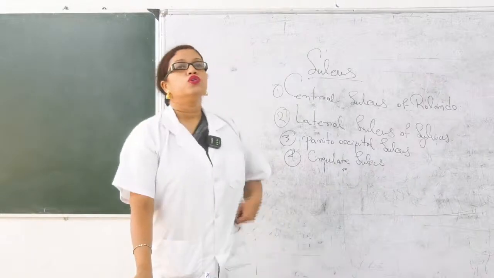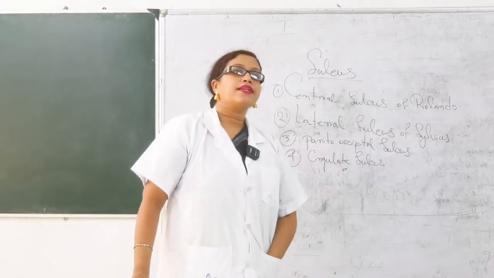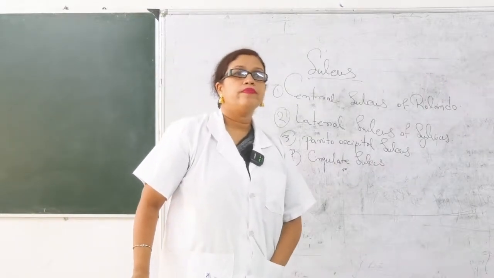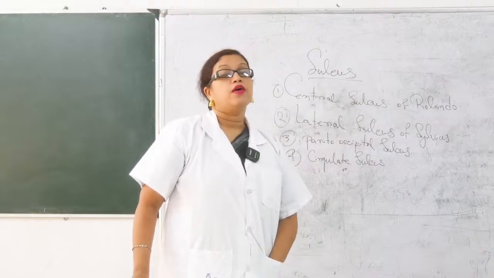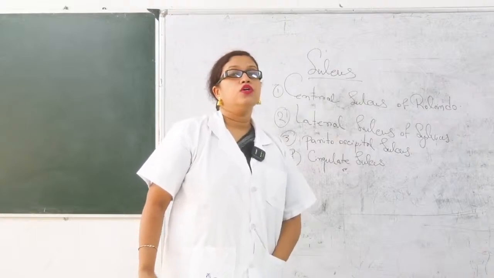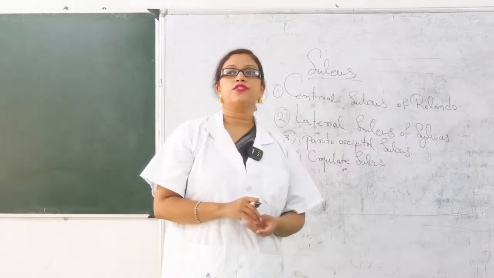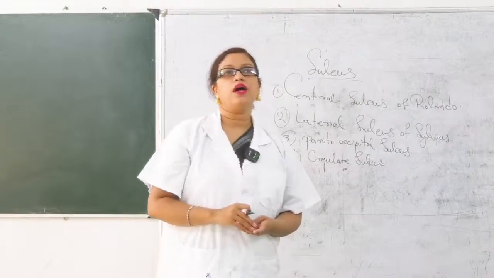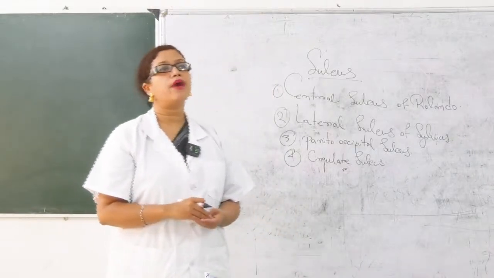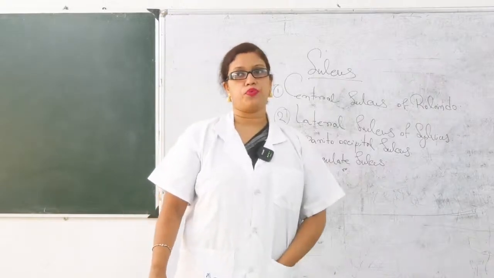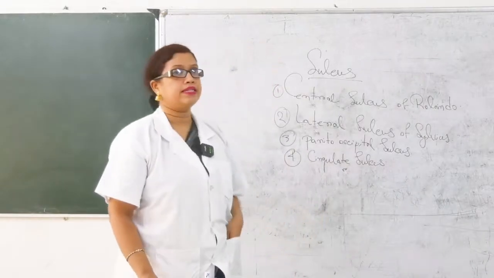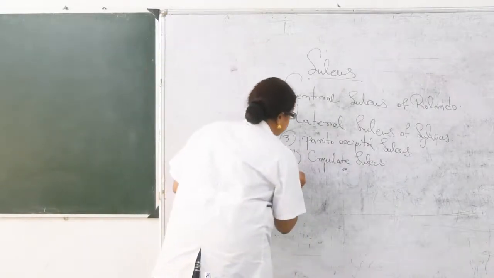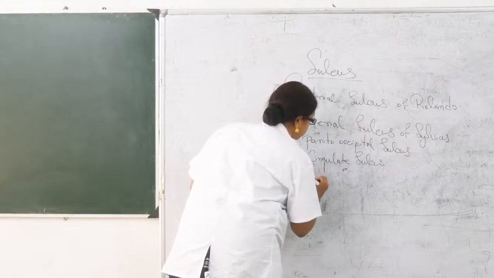What else? Which other sulcus is very much important? I am coming to that one. For that sulcus you have to know the gyrus. So another two sulci, write it down. Next one is the supramarginal sulcus, very much important. The fifth one is the supramarginal sulcus.